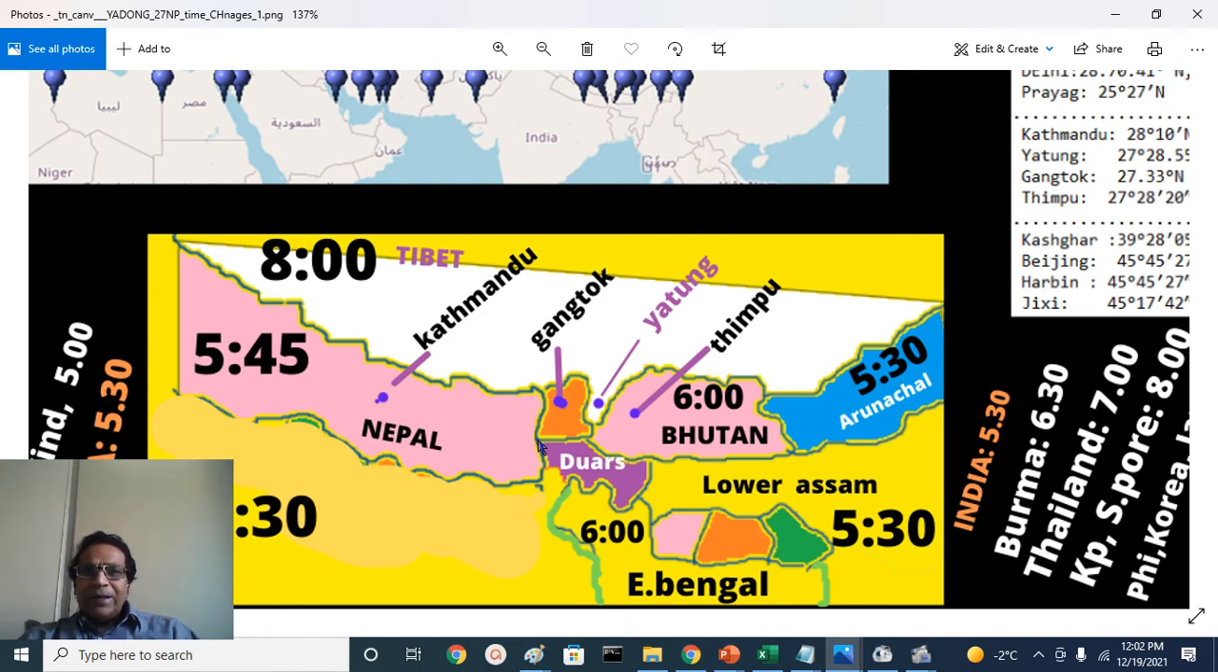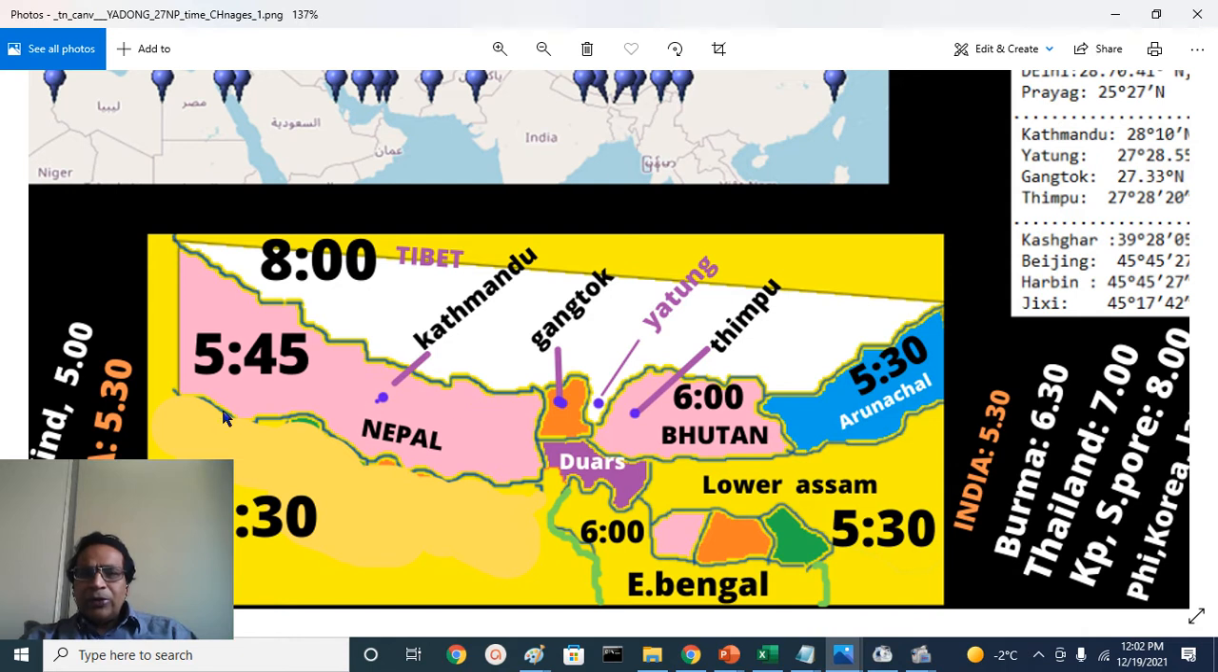And this is the Chumbi Valley. This is the Tibet region. I have shown Tibet here. Chumbi Valley is a valley in the Himalayan mountains between Sikkim on the west and Bhutan on the east. The capital of Bhutan is Thimphu. Then we have Tawang. Then we have Itanagar, Arunachal, and so on.